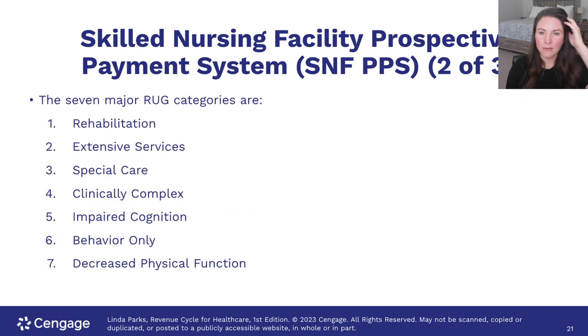Okay, here are the 7 major RUG categories: rehabilitation, extensive services, special care, clinically complex, impaired cognition, behavior only, and decreased physical function.